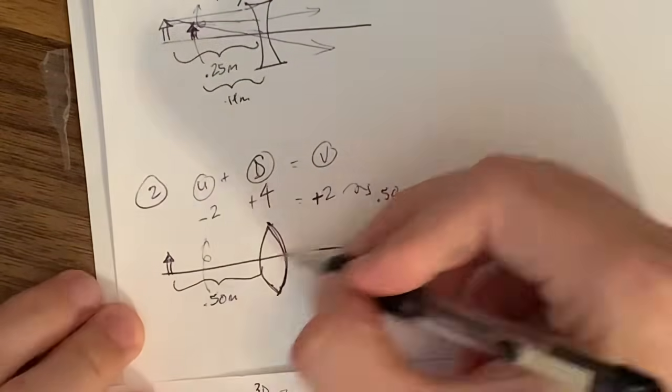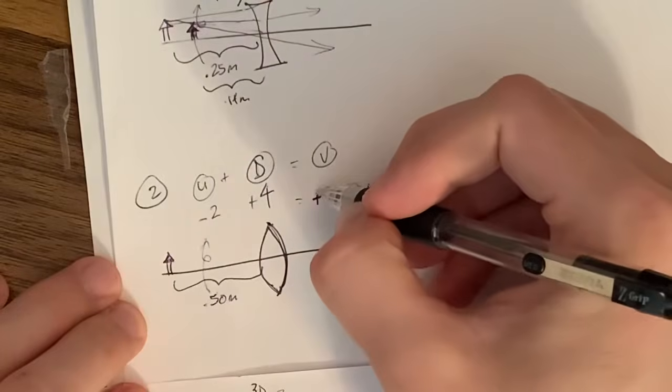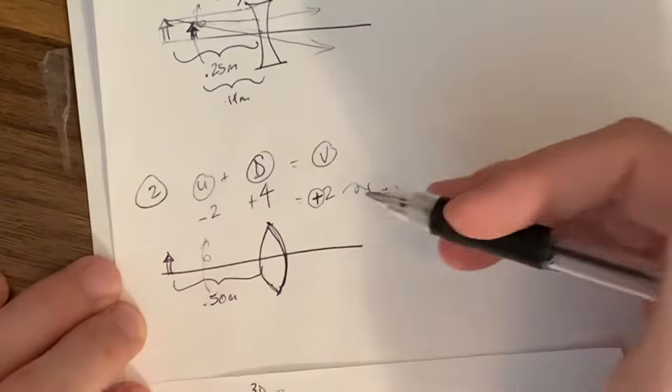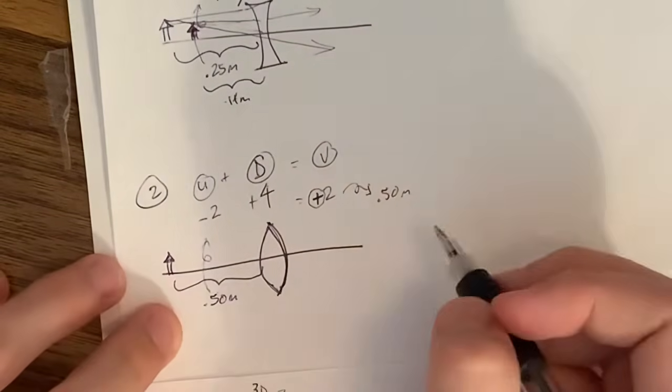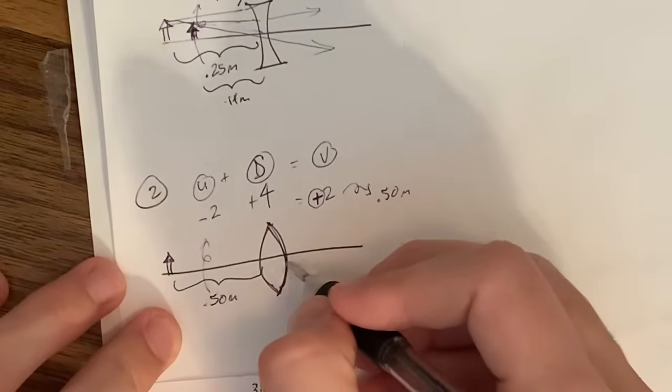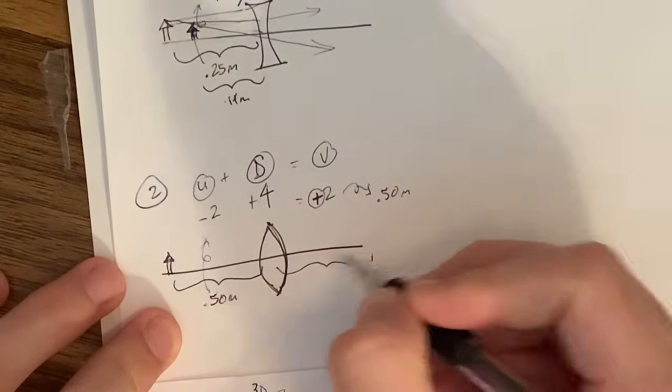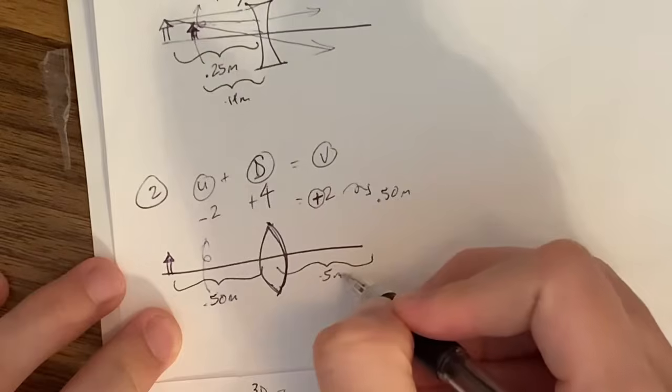So is it going to be to the left or to the right? Well, again, we look at our sign. Our sign is positive. That means it's going to be a real image to the right. So we'll do another 0.5 here, 0.5 meters.